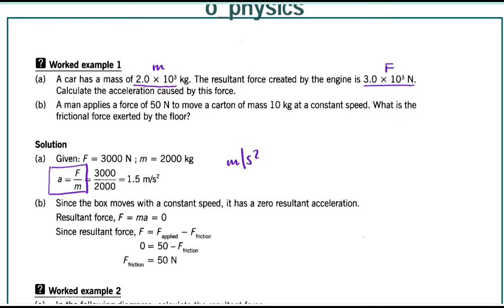Is that okay? Then, a man applies a force of 50 newtons to move a carton of mass 10 kg, isn't it? So the force here is 50 newtons, and the carton has a mass of 10, so m is equal to 10. Then at a constant speed, the question is: what is the frictional force exerted by the floor?